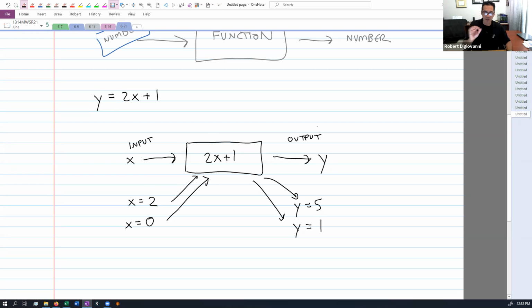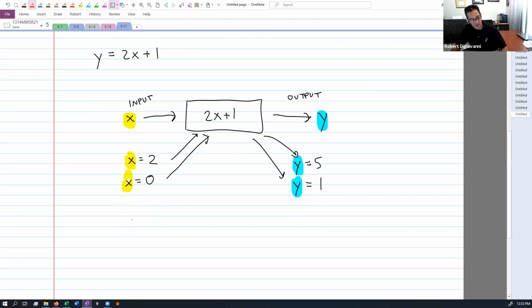Now, I'm going to say something. Be very careful. Listen to my wording on this. Do you agree that in order for me to figure out y, in order for me to know what the y value is, I need to know what the x value is? Somebody has to give me x in order for me to tell you what y is. Someone has to give me what x is, then I can tell you what y is. Yes? That makes sense?